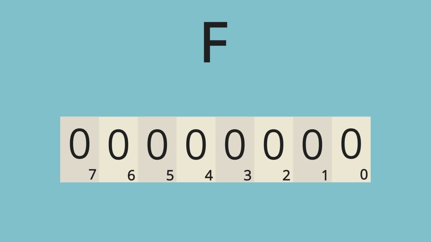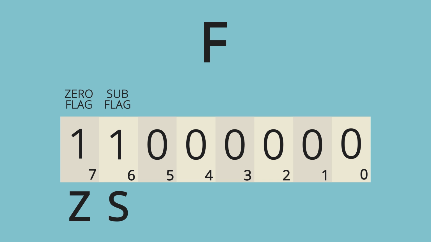However, whenever you perform a math operation of any kind, register F gets updated with a bunch of useful information about the result. Specifically, the first 4 bits will be flipped if some things happen during the operation. Bit number 7 is set to 1 if the result of the operation was 0. This is called the 0 flag. Bit number 6 is set to 1 if the last operation was a subtraction. This is called the subtract flag.